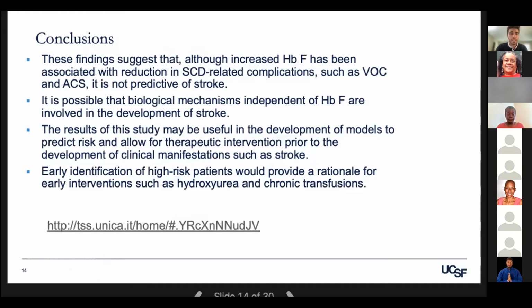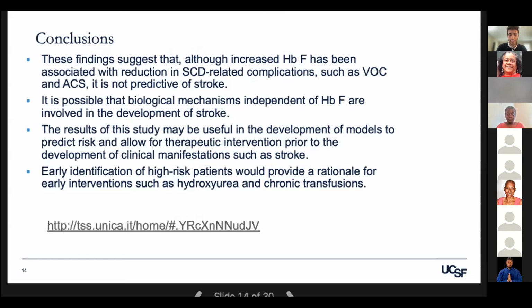So when a person is born, can we do genetic testing and find all these genetic variants that increase hemoglobin F? And can we see if these infants, these babies, are going to have severe disease or less severe disease? This is really important because as soon as these babies are born, we have to see if they're high risk. If they're high risk, do they need chronic transfusions? Do they need hydroxyurea?